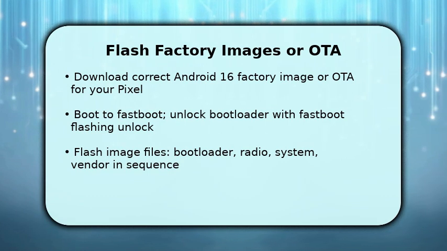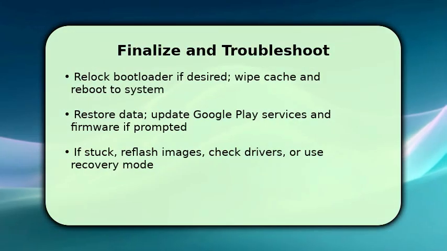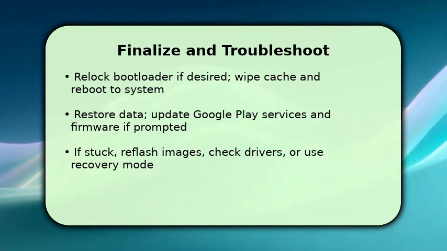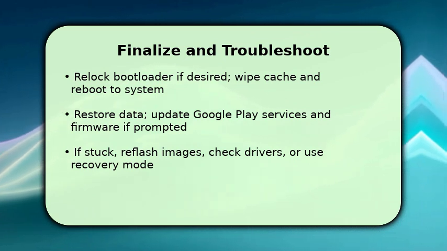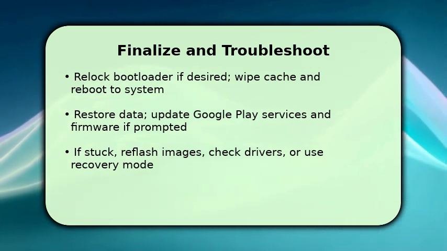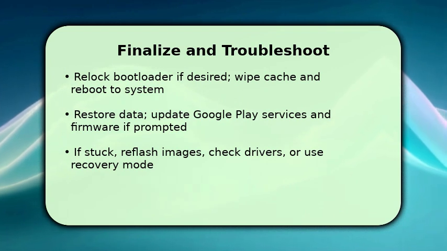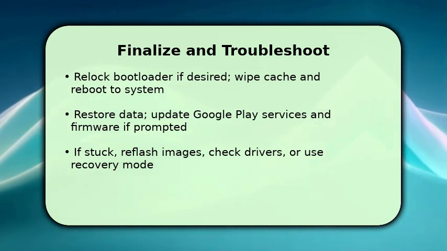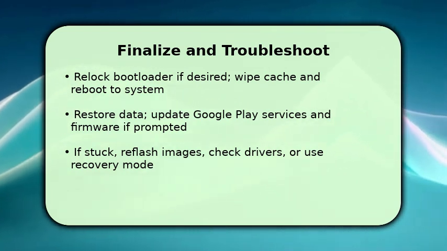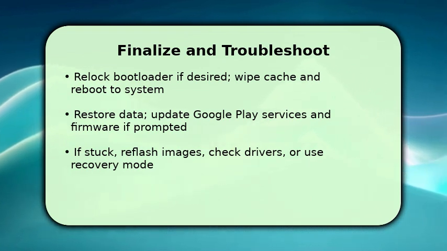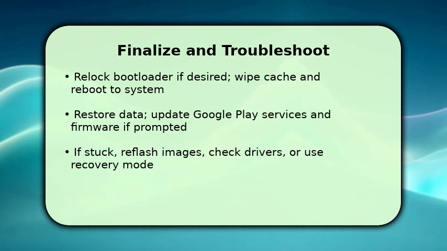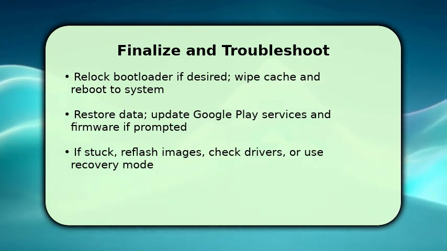Once flashing completes, you can relock the bootloader for security, but only after confirming system stability. Wipe cache and reboot. The first boot may take several minutes while Android 16 optimizes apps. After boot, restore your backup and accept firmware updates and Google Play Services prompts. If anything goes wrong, reflash the factory images in the same order, ensure your PC drivers are correct, or boot into recovery to sideload or factory reset. This single troubleshooting tip often resolves it.